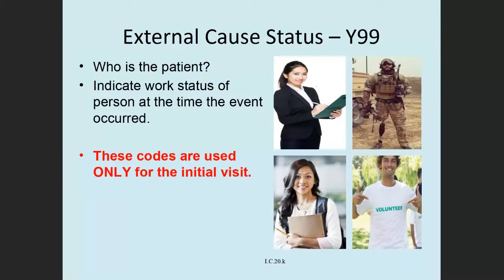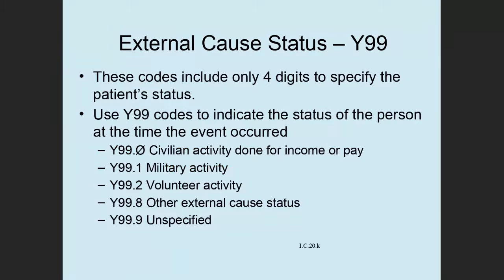So let's look at external cause codes, Y99. These say who is the patient, the work status of the person at the time of the event, and again, these codes are only used for the initial treatment. These codes include only 4 digits to specify the patient's status. So Y99.0, civilian activity done for income or pay. The person was working at the time of the injury. Y99.1, military activity. Y99.2, volunteer activity. Y99.8, other external status. And Y99.9, unspecified.